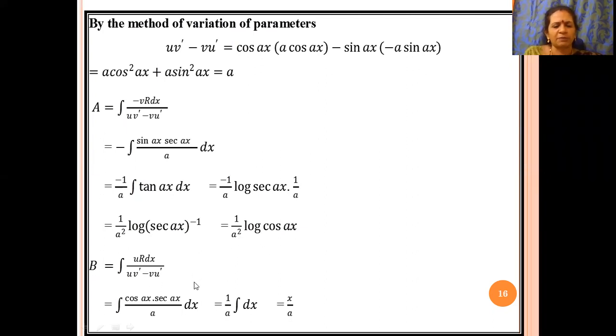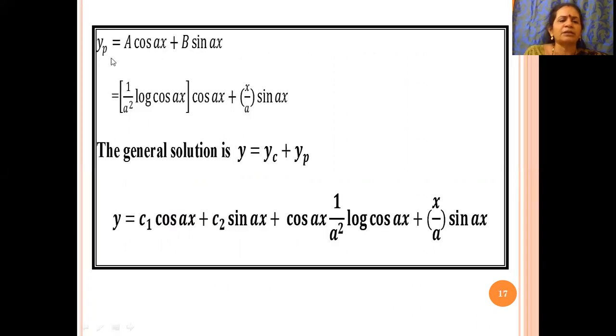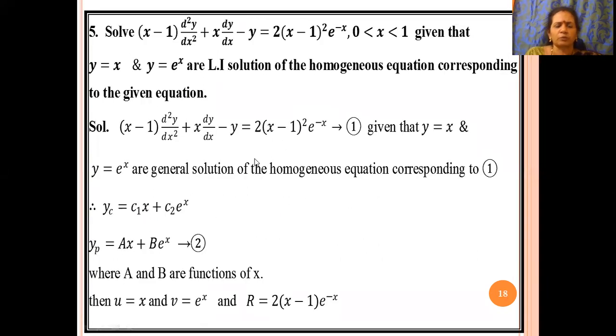In the same way, B value, this is a formula for the B. So B value, we got it x by A. After getting A and B, then write down the particular integral yp, A cos AX plus B sin AX, substitute A and B values here, and A cos AX is U, sin AX is V. Then write down the general solution: y is equal to yc plus yp. So this is a general solution. Okay. So we have discussed 4 problems till now.